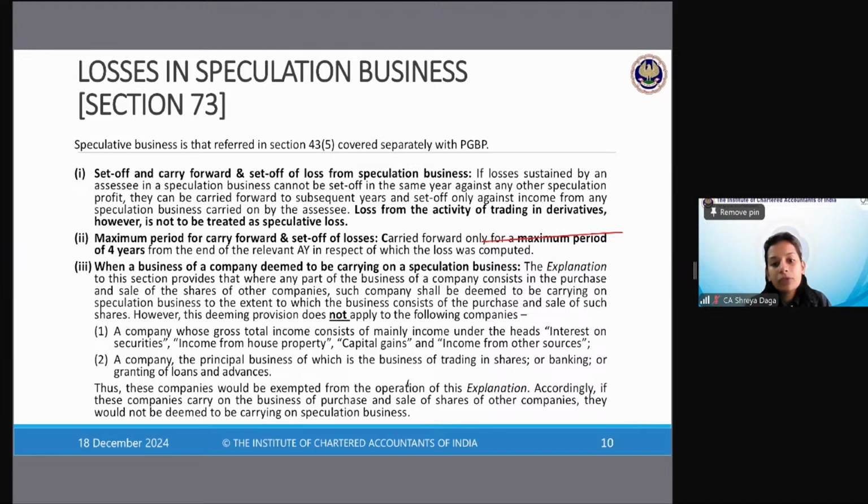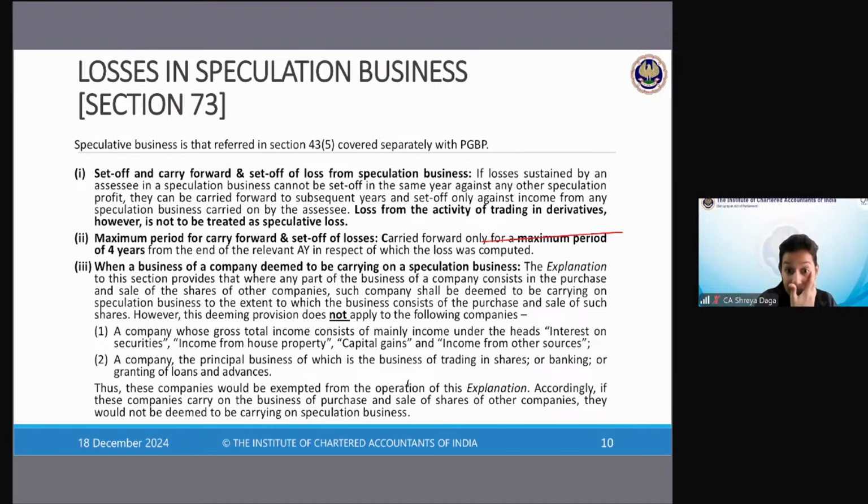Loss from the activity of trading in derivatives is not speculative. Somebody said derivative trading. No, derivatives means you have not read about futures and options. Derivative means where you trade in some instruments which derive their value from real assets, but what you trade in are actually in the air. They do not exist. They just derive their value from real assets. Okay, those are derivatives, futures, options, F&O. Yes. So trading in derivative is not speculative.